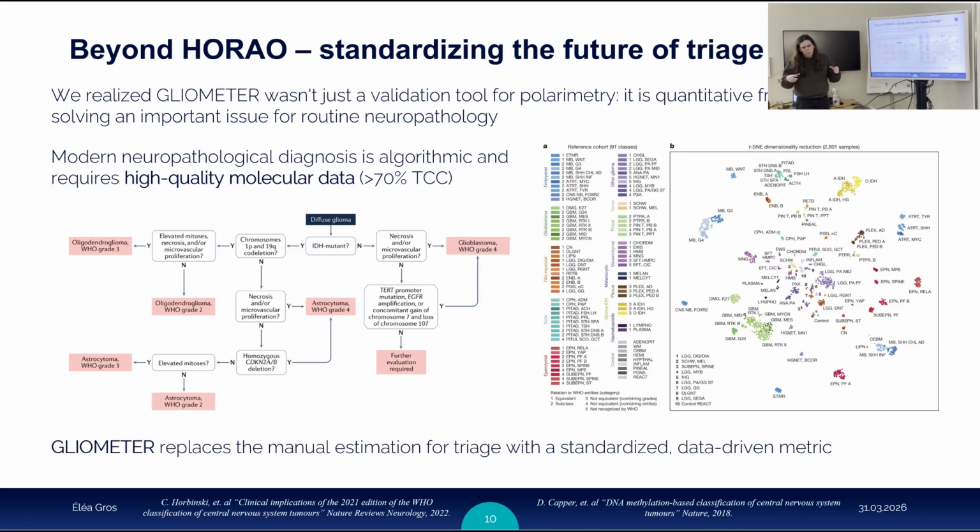Basically, at the moment, the pathologists are showing where in the slide you have more than 70% of tumor cells, which can then be used for the molecular assays. But this is, of course, dependent on the pathologist, and it takes time, and you need to have someone who is trained to recognize these tumor cells. And we also thought that GLIOMETER could basically replace this information, this estimation that is used for triage, and make it more standardized and data-driven.